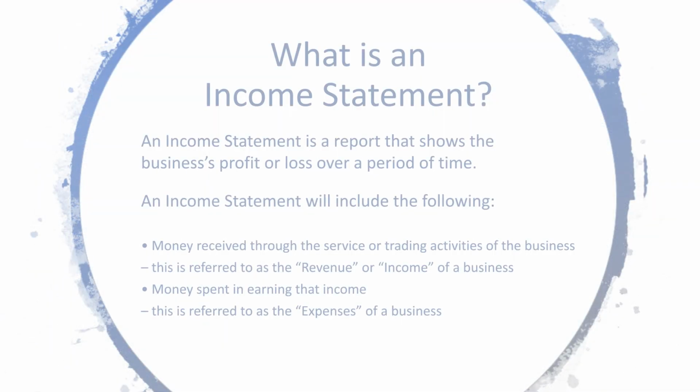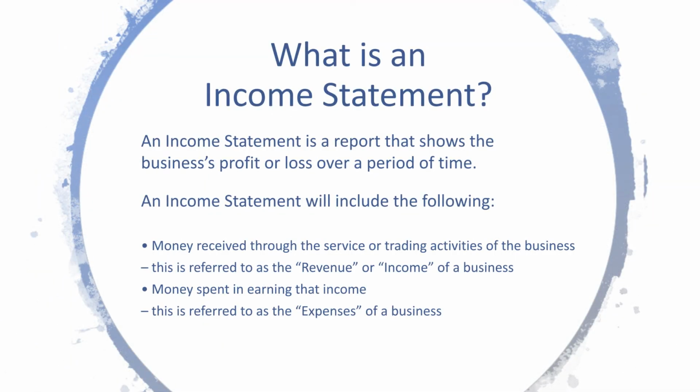What is an income statement? An income statement is a report that shows the business's profit or loss over a period of time. An income statement will include the following: money received through the service or trading activities of the business. This is referred to as the revenue or income of a business. Money spent in earning that income. This is referred to as the expenses of a business.